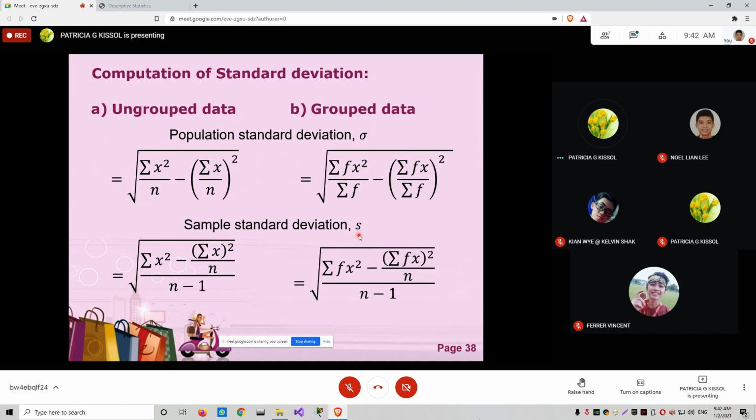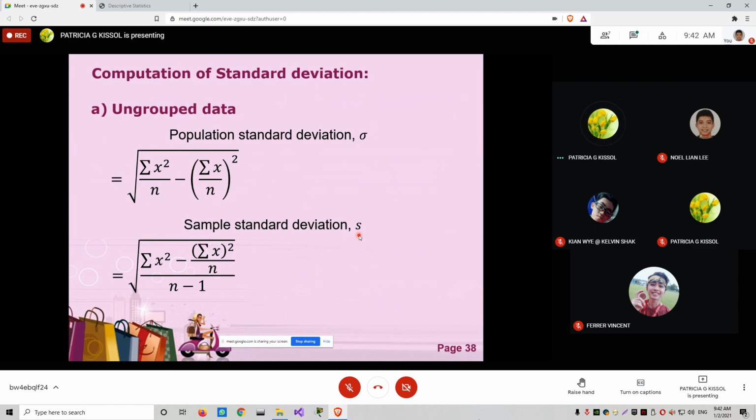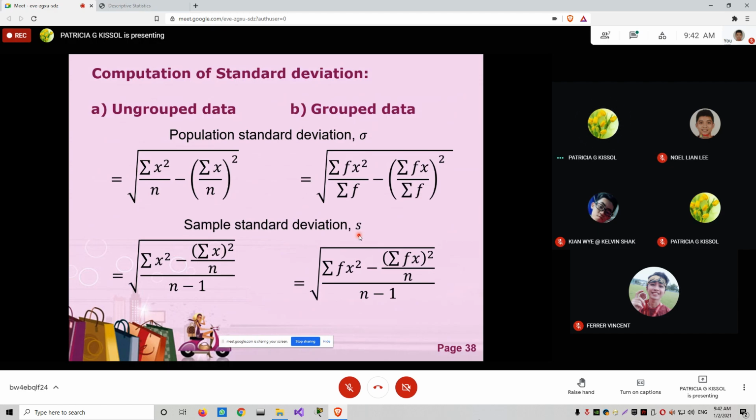So is that clear, class? Of course, in the exam, the formula is given. So do be careful in the selection of the formula, because there are marks assigned for the correct formula. And of course, I will show you very soon how to do the calculation. Okay, so any questions with regards to the formula?